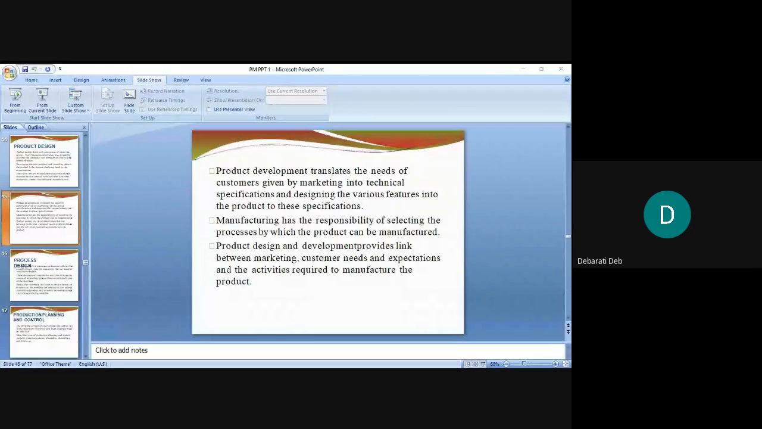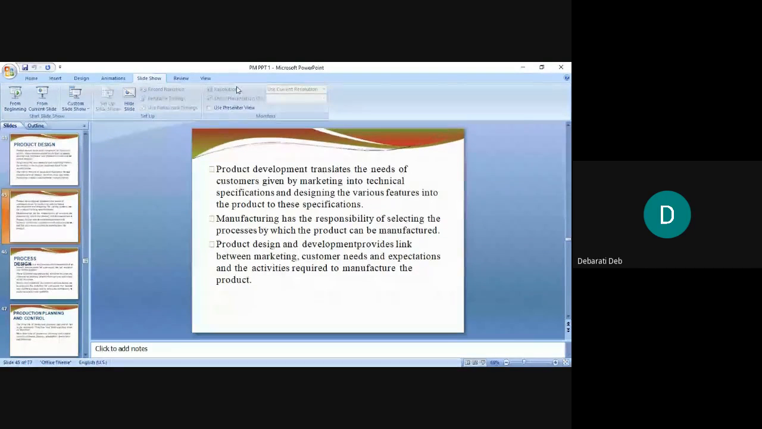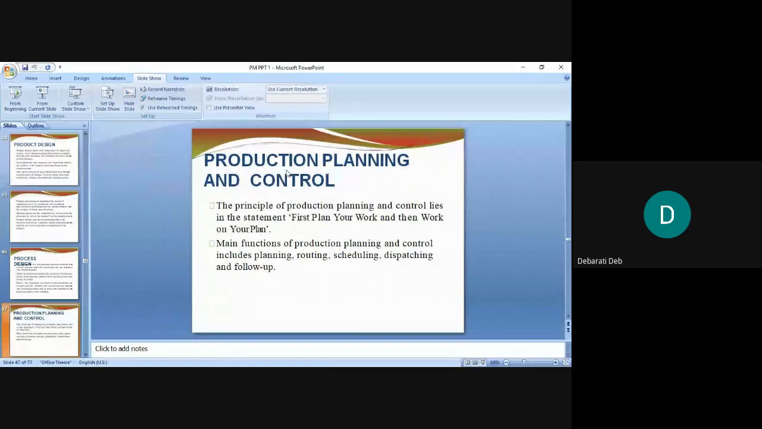Okay. So now let us move on to process designing. What is process design?